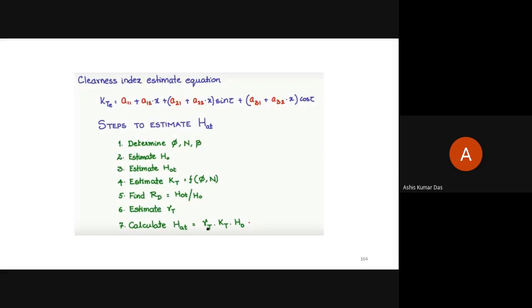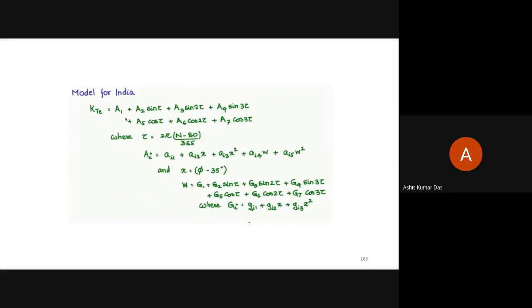Now we discuss a particular example of a model for India. Here we are considering 12 cities and towns in various parts of the country. So this model goes like this. This is the estimate equation we are taking: KT equals A1 plus A2 sin tau, A3 sin 2 tau, A4 sin 3 tau, A5 cos tau, A6 cos 2 tau, A7 cos 3 tau. So here we are considering the first harmonic, the second harmonic, and the third harmonic.